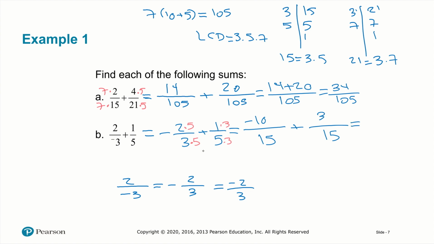So we end up with negative 10 plus 3 over 15, which is going to be giving us negative 7 over 15. Now, it looks cleaner if you put the negative on the side, like so, okay? So there's our answer for that one.